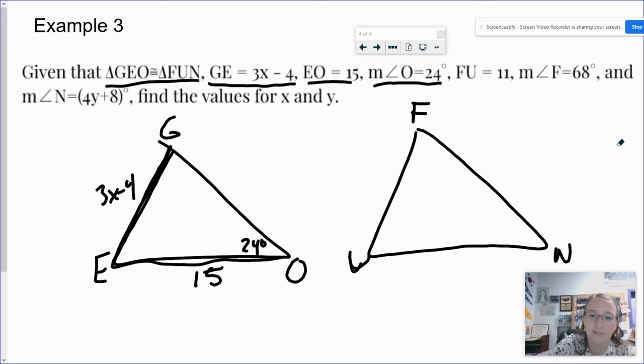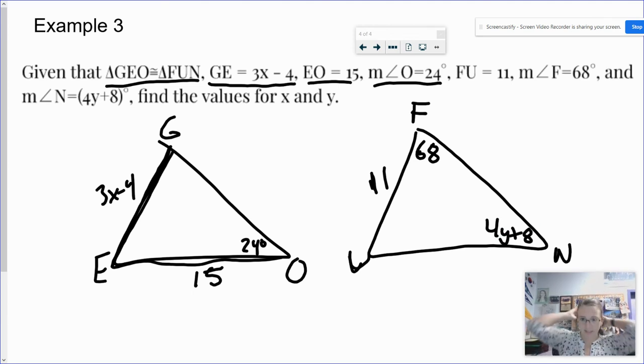Okay, let's check. We have that FU is 11. Yeah, that's not the greatest name for a side length, whatever. FU is 11. Angle F is 68. And the measure of angle N is 4y plus 8. So hopefully you labeled your pictures correctly. If you guys are not able to label your pictures correctly, you won't get the answer right. Okay, so we need to find X and Y. So here's X over here, and here's Y over here. Hey, we found them. Yeah, no. We actually gotta solve for them, right?